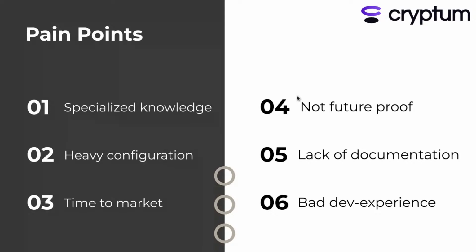So that's something that happens, and it's a problem at the moment. The fifth is a lack of documentation. Since Web3 is so new and things change so fast, sometimes there's not enough time to even document what's going on, or what's already made.